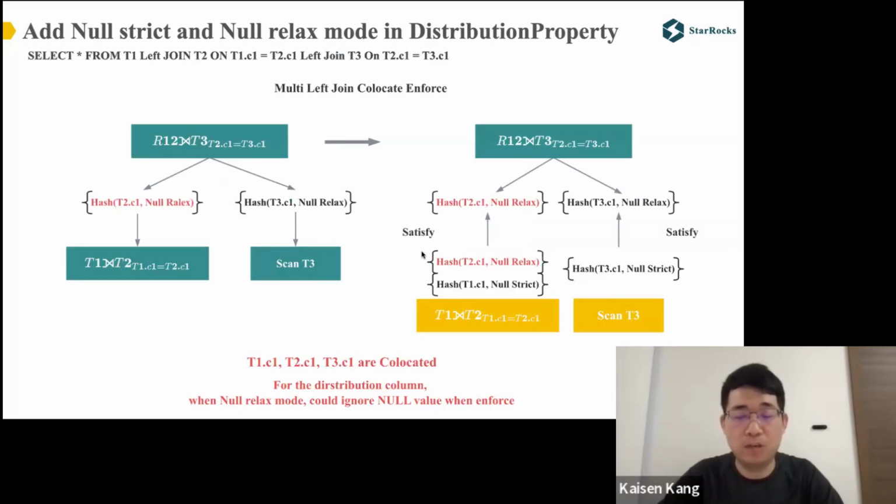With the implementation of null-relaxed and null-strict modes, we can now examine the multi-left join enforcement process. Since the parent requires the hash C1 column of T2 with the null-relaxed mode, and the child also produces the hash C1 column of T2 with null-relaxed mode, it satisfies the distribution property requirement of the parent node during enforcement, thereby enabling the collocated join.